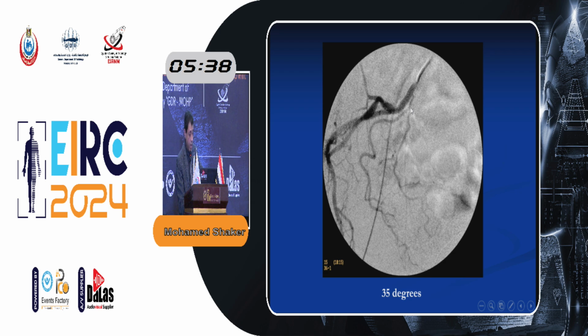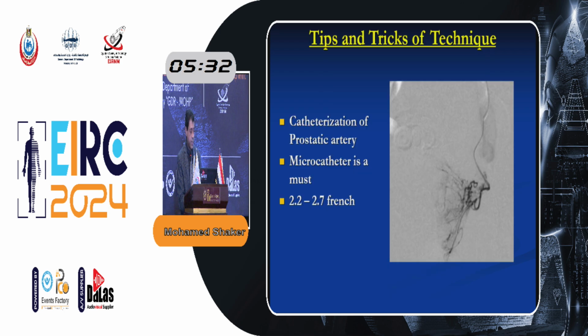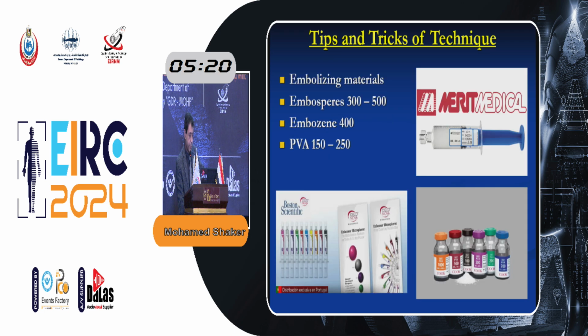So this is essential. The oblique view varies from one patient to another, usually between 30 to 50 degrees to the ipsilateral side with 10 degrees cranial oblique. Catheterization is always by microcatheter, as we said, ranging in size between 2.2 to 2.7 French.